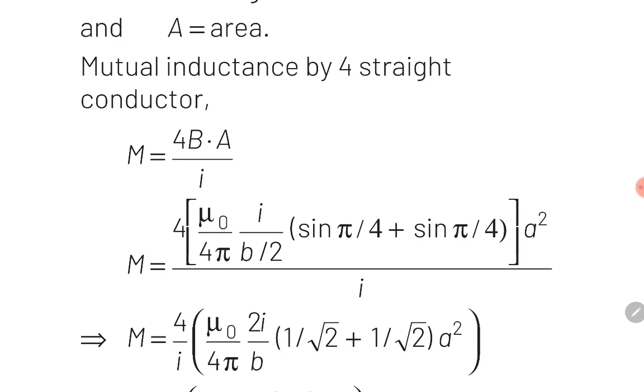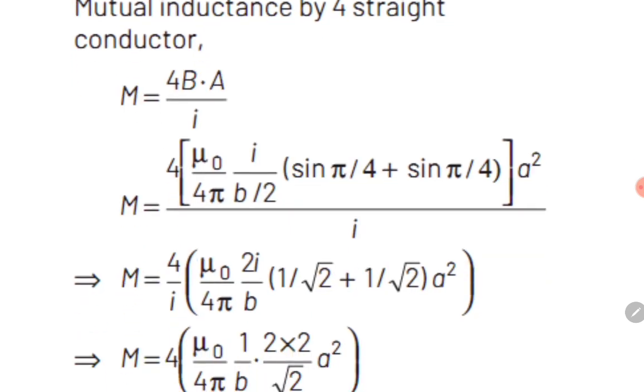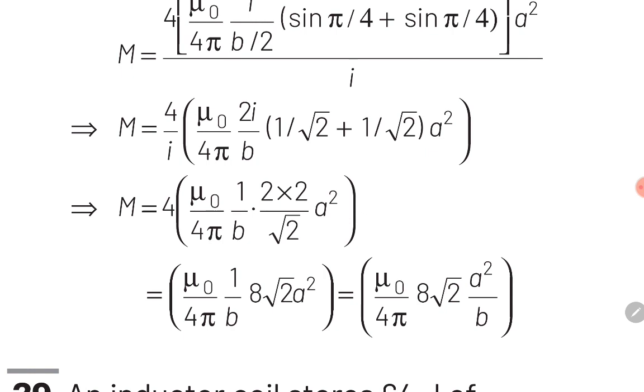Also guys, here the area A is the area of the smaller loop, and therefore it will become equal to a square. Guys, after substituting all of these values, we'll obtain the final answer as mutual inductance is equal to mu naught upon 4 pi into 8 root 2 into a square upon b. So guys, with this we have completed this question. Now let's move ahead to the next slide.